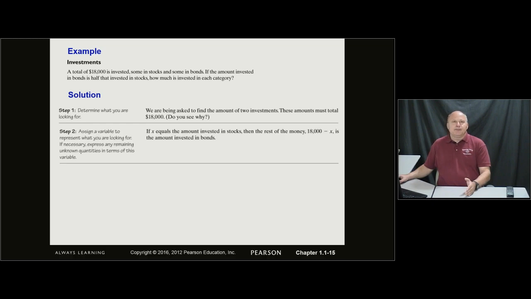All right, step 2, assign a variable. Okay, assign a variable to represent what you're looking for. All right, so let X be the amount invested in stocks. Okay, why can't you do it in bonds? You could, but you got to find that relationship. So if X is the amount of stocks and what we did in bonds was half that amount, so what does it say, half?